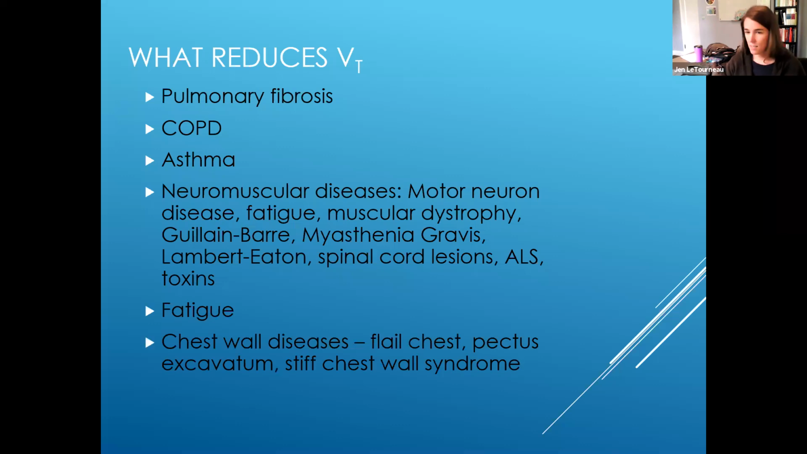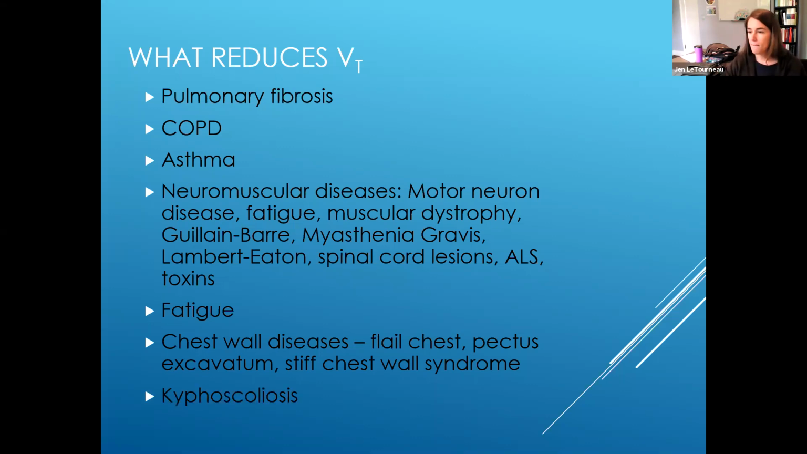Fatigue, chest wall diseases, which, you know, splinting, so flail chest. People who have pectus excavatum with other lung disease and stiff chest wall syndrome. I have never actually seen it myself, but there have been multiple descriptions in the literature. When you give people high dose fentanyl for a prolonged period of time, it can actually make their chest wall stiffen. And so you actually can't get much lung excursion. What helps is to actually stop the fentanyl and start a different opiate if necessary.